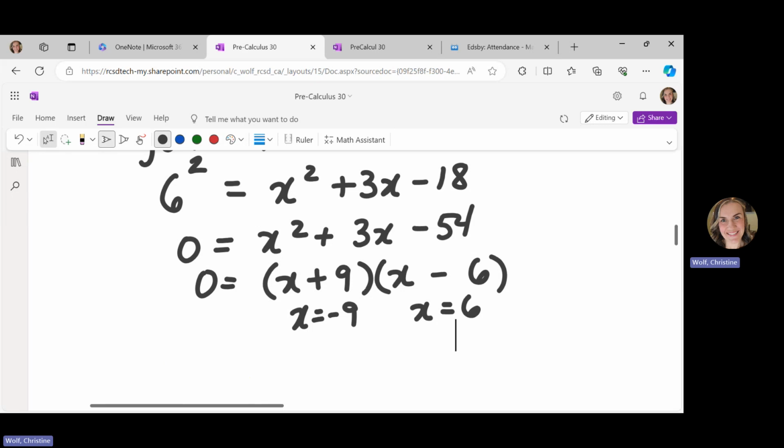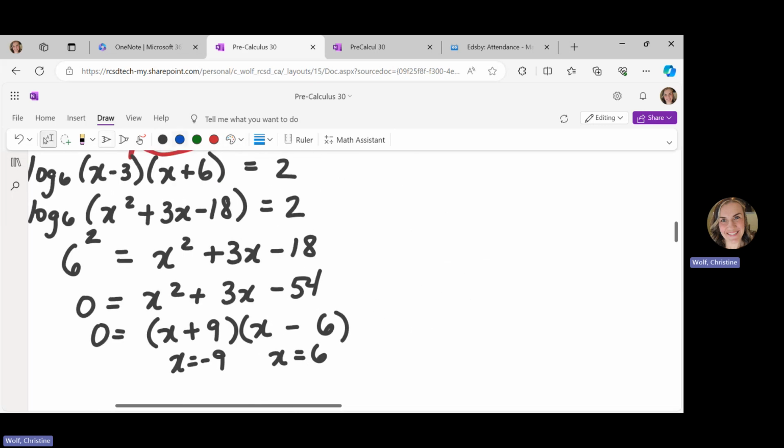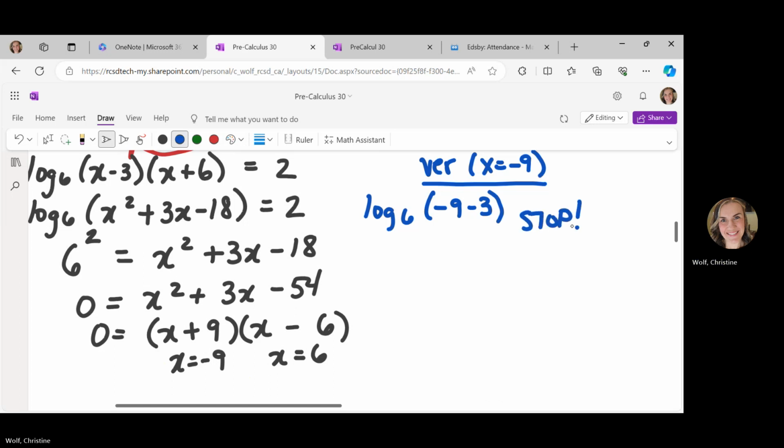In this case, you're going to see why verifying is important, if you didn't believe me. So I'm going to start by verifying the -9. What I do is I go to the original. I would have log base 6, and then you open up the bracket and it's x minus 3. So I have -9 minus 3. I'm going to stop, because right away I see that if I simplify that argument, it's -12.